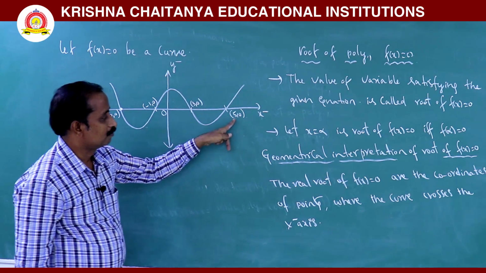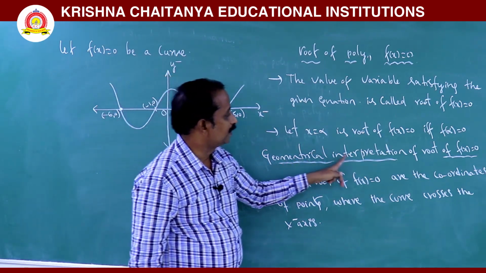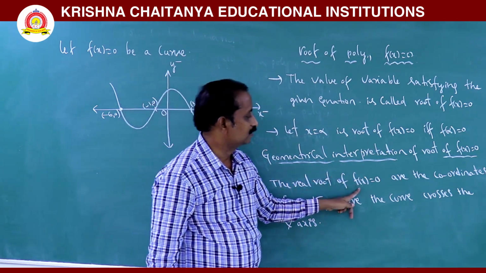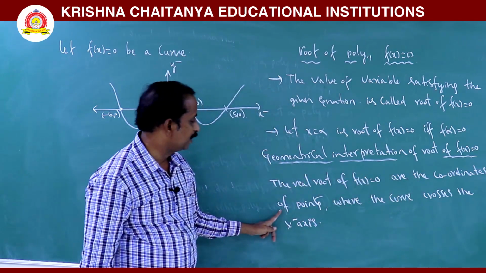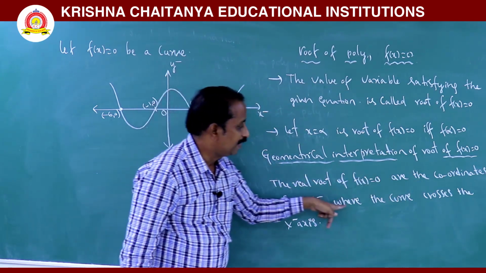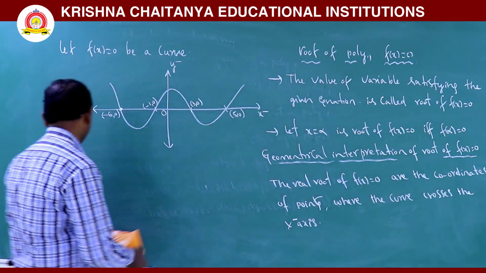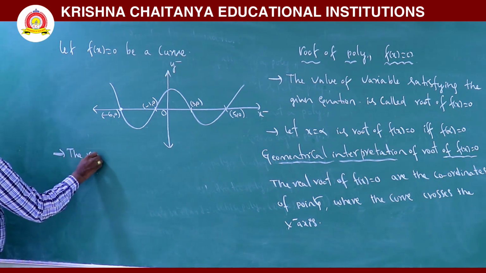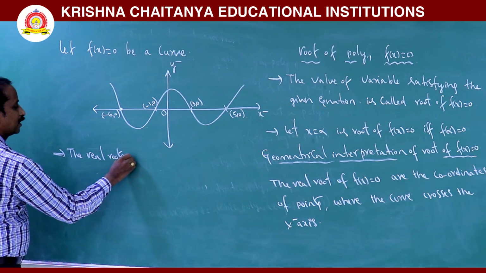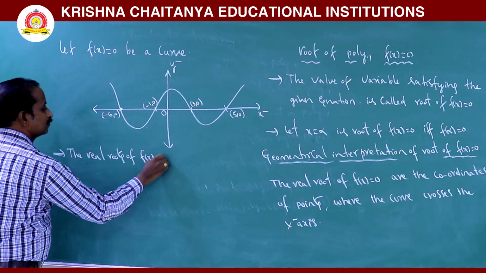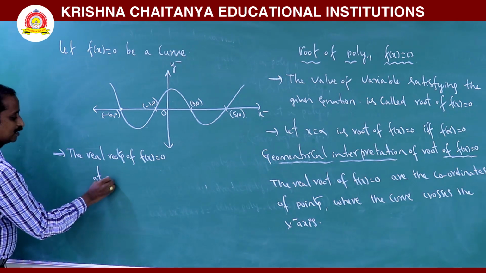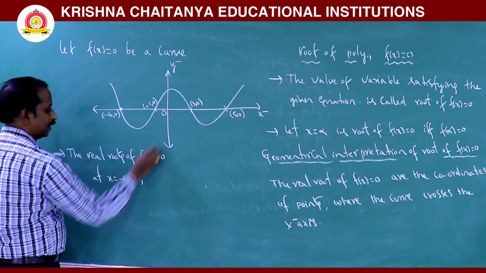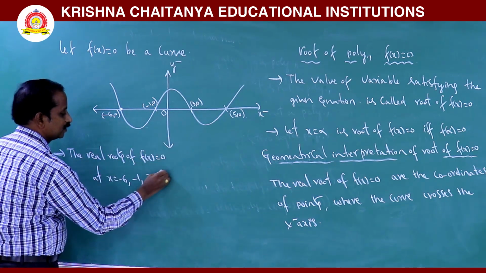Now what is the geometrical interpretation of the roots of f(x) = 0? The real roots of f(x) = 0 are the coordinates of the points where the curve crosses the x-axis. So the real roots of f(x) = 0 are x = -6, x = -1, x = 3 and x = 5.